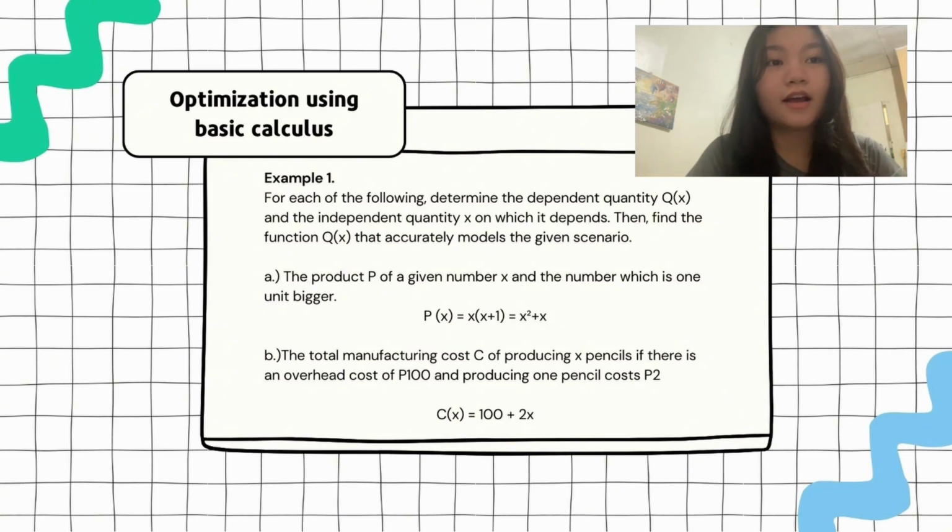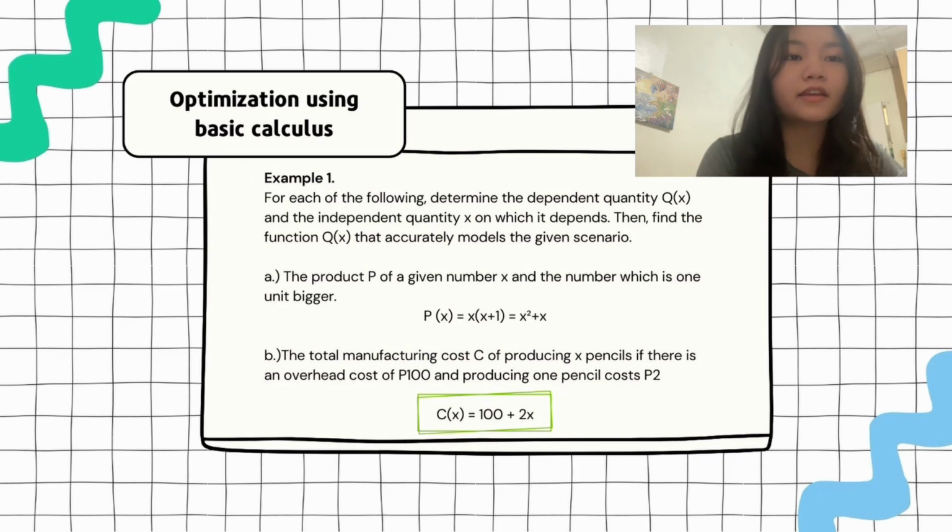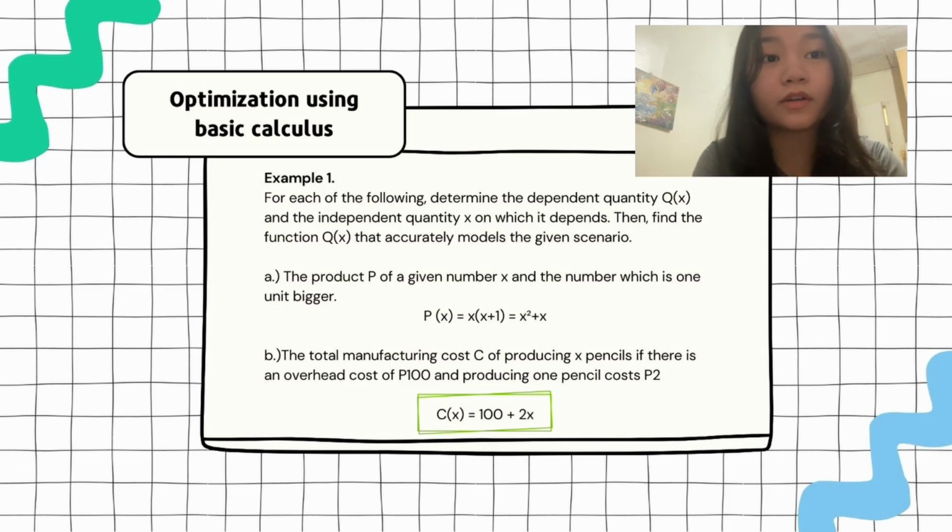So, translating this into a mathematical equation, it becomes C of x equals 100 plus 2x. I think you know where the 100 plus 2x came from since it is in the given. The 100 came from the 100 pesos, then the 2x is the pencil cost, which is the 2 pesos.